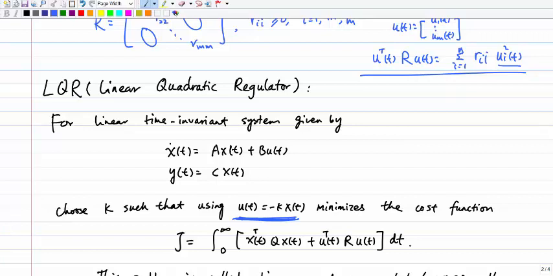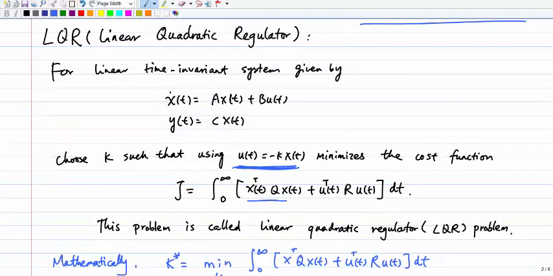So this tries to calculate the penalty for x(t) and u(t) from t equals 0 to t equals infinity. That's what the cost function J is trying to compute. So this problem is called a linear quadratic regulator problem, or LQR problem.